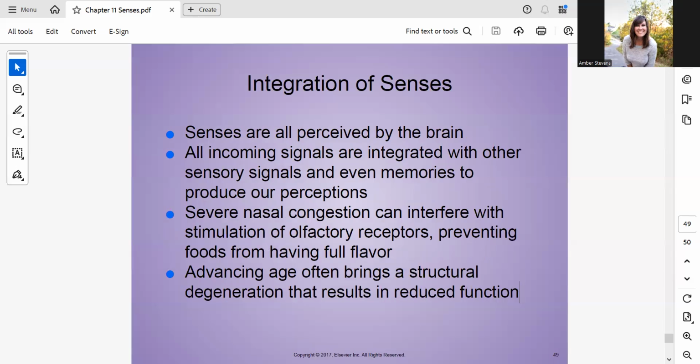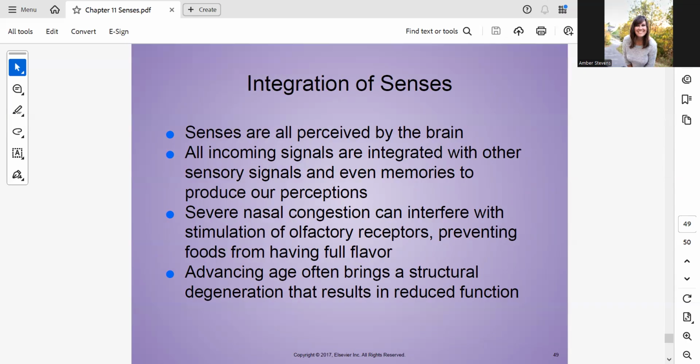Then we have integration of senses. The integration of senses is the process by which the brain perceives and interprets sensory inputs. All sensory signals, whether from taste, smell, sight, hearing, or touch, are processed and integrated in the brain. These inputs are combined with other sensory signals and even memories to create our perceptions of the world around us. For example, severe nasal congestion can block the olfactory receptors, which limits our ability to smell. Since taste and smell work closely together, it often prevents foods from having their full flavor. That shows how our senses rely on integration to function optimally.